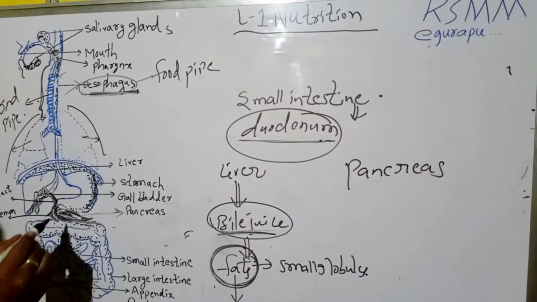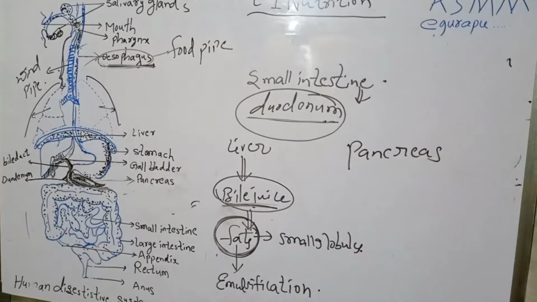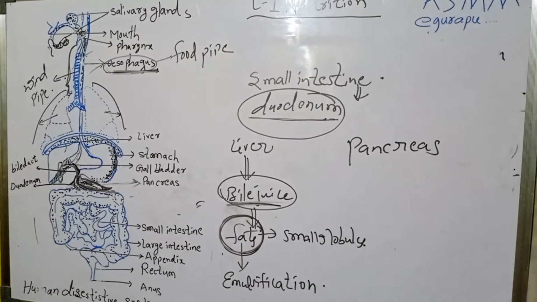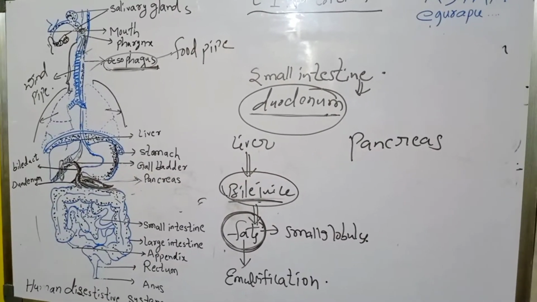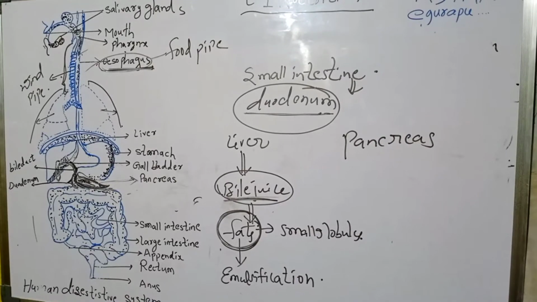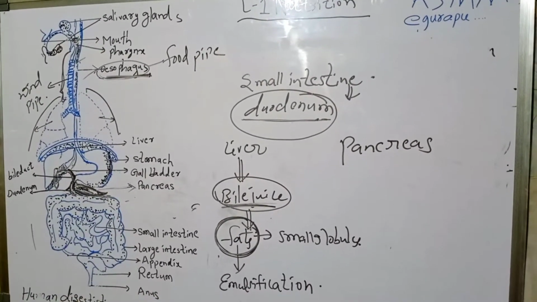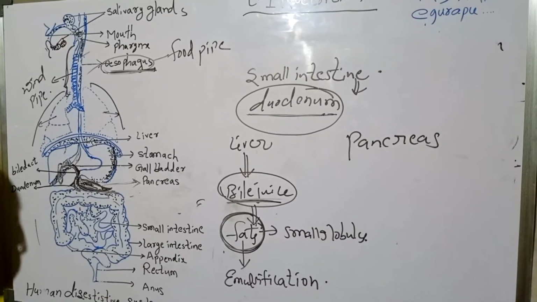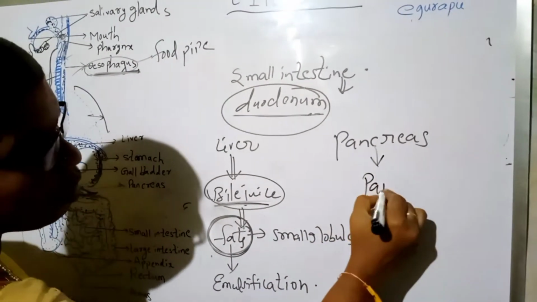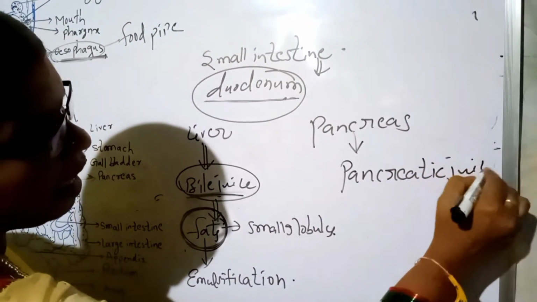And then this is the pancreas. Pancreatic juice is secreted by the pancreas. It contains enzymes like trypsin, lipase and amylase. So here the pancreas releases pancreatic juice.